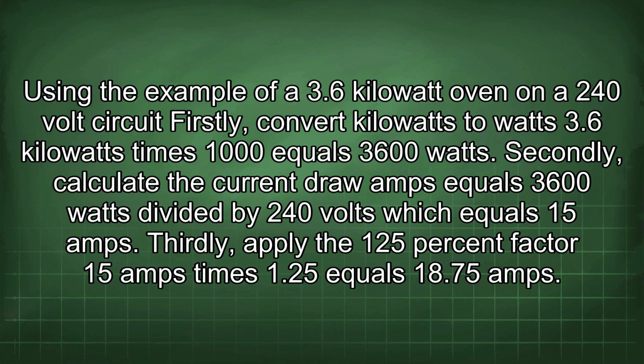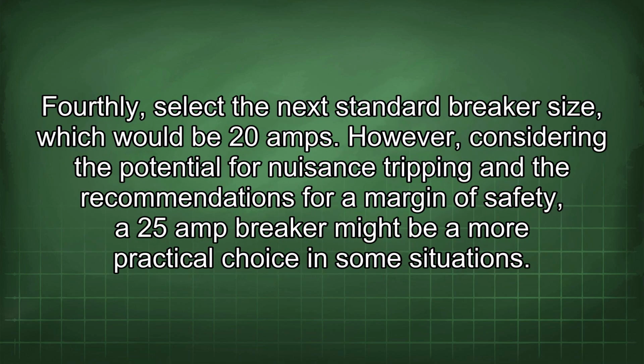Using the example of a 3.6 kilowatt oven on a 240 volt circuit, firstly, convert kilowatts to watts. 3.6 kilowatts times 1000 equals 3600 watts. Secondly, calculate the current draw: amps equals 3600 watts divided by 240 volts, which equals 15 amps. Thirdly, apply the 125% factor. 15 amps times 1.25 equals 18.75 amps. Fourthly, select the next standard breaker size, which would be 20 amps.